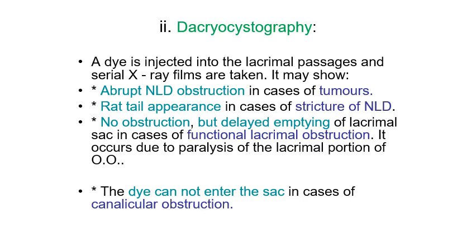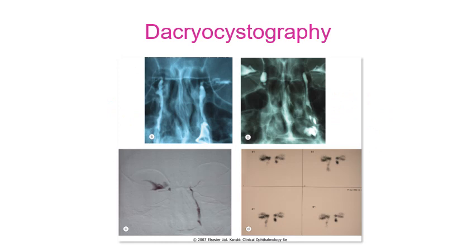So it may show abrupt nasolacrimal duct obstruction in cases of tumors, rat tail appearance in cases of stricture of the nasolacrimal duct, and no obstruction but delayed emptying of the lacrimal sac in cases of functional lacrimal obstruction. It occurs due to paralysis of the lacrimal portion of orbicularis oculi. The dye cannot enter the sac in cases of canalicular obstruction. So you should know something about dacryocystography. This is a picture showing the dacryocystography, imaging of the lacrimal drainage system with a radiopaque dye.